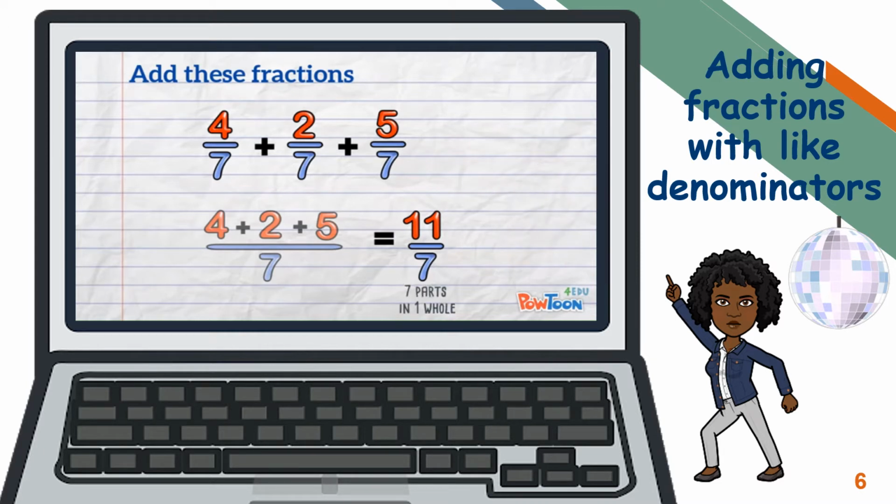That means there's 7 parts in one whole. How many groups of 7 are there in 11? Well, there's one lot of 7, and what's left over? Count it up. 8, 9, 10, 11. 4 left over, and that's our numerator. Put that back over the original denominator of 7, and we're done. Our answer is 1 4/7.